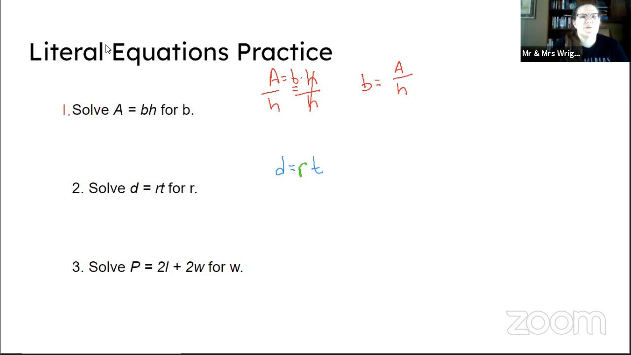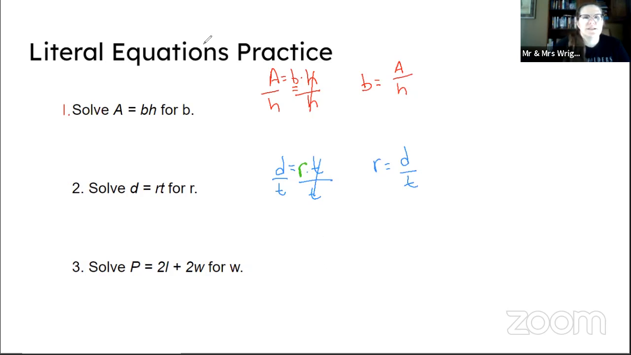Sometimes that's helpful for me. Okay, so I want to get r by itself. What's happening to r is it's being multiplied by t. Again, I'm just going to divide by t. Well, that one was easy. R equals d divided by t, because my t's canceled out over there.